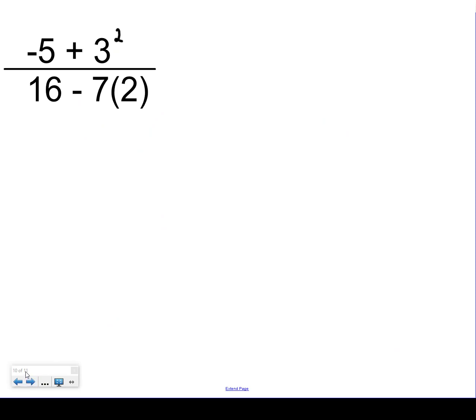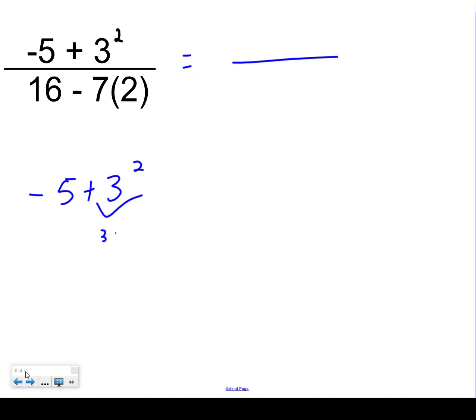All right, so this one looks a little more extensive. It's got something happening in the numerator and something happening in the denominator. What we're going to do is treat this like 2 separate problems. So the first thing that I'm going to do is take this negative 5 plus 3 squared, and take care of it over here, and then I'm going to put my answer back on top, okay? So first thing that I'm going to do is exponents, because there's no parentheses.